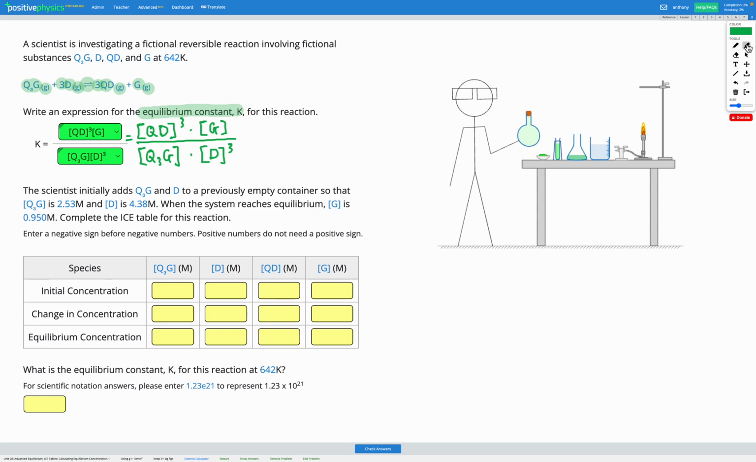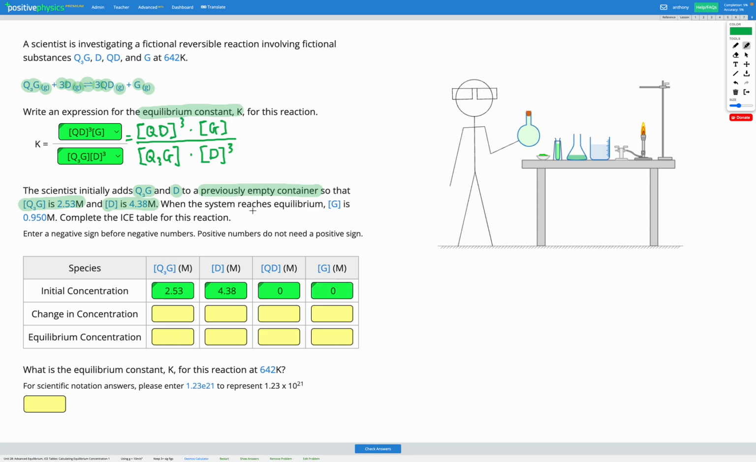We're then told that a scientist initially adds Q3G and D to a previously empty container so that the concentration of Q3G is 2.53 molar and the concentration of D is 4.38 molar. So let's enter those givens into our table here. So the concentration of Q3G at the beginning is 2.53 molar. And the concentration of D is 4.38 molar. We're told it was a previously empty container, so these are both going to be 0.